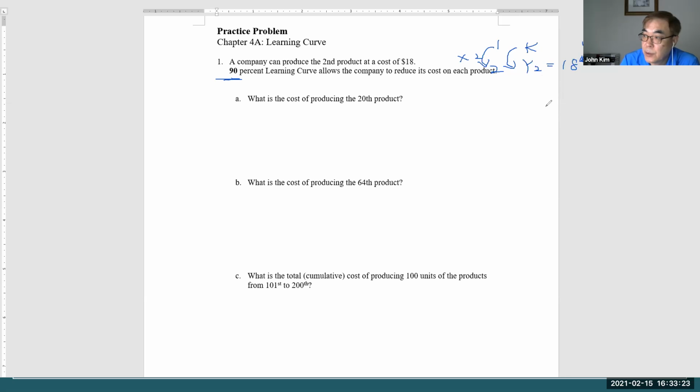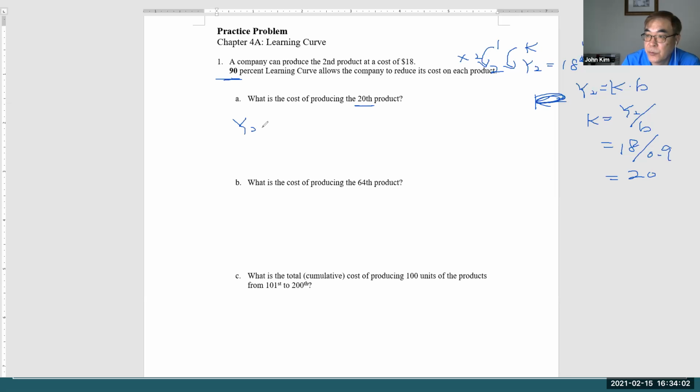So k equals, not from here, y second equals K times B. So K equals y second divided by B. Y second is 18 divided by 0.9 equals 20. So K equals 20. And then what is the cost of producing the 20th product?